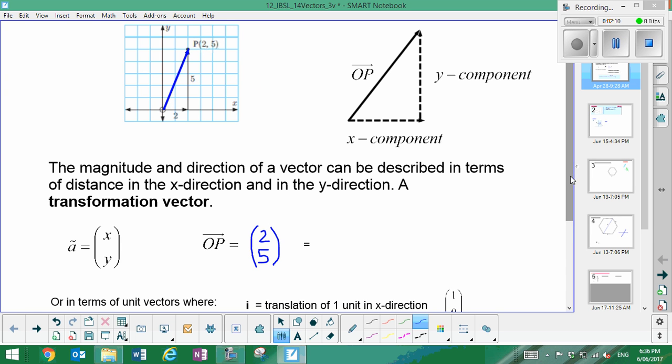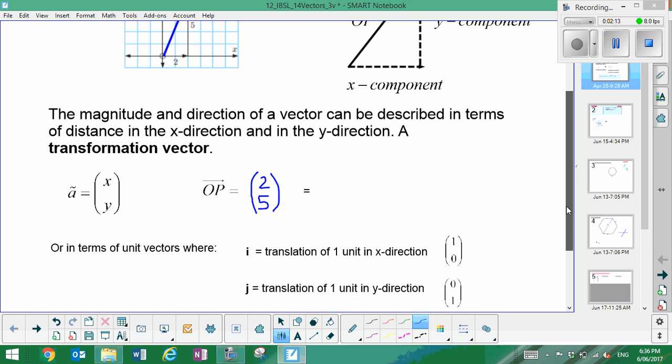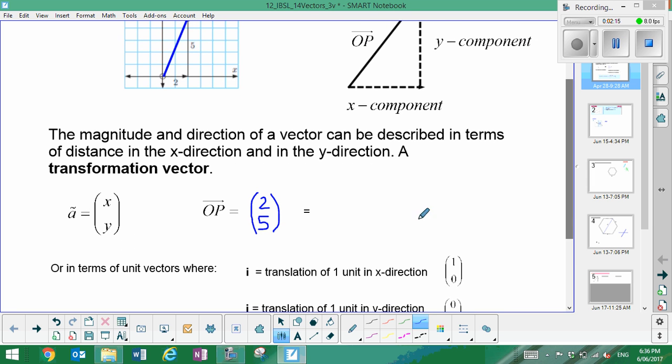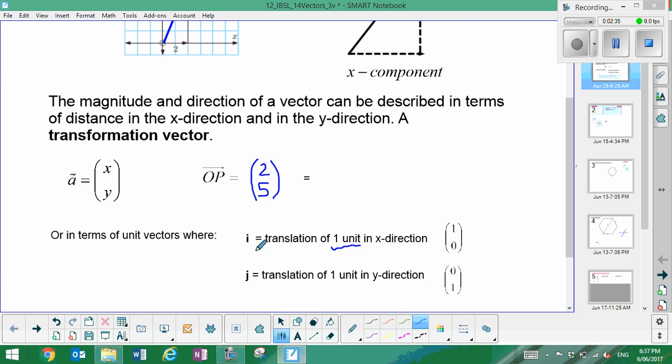Another way we can write it, if we don't want to use this vertical notation, is in terms of what we call unit vectors. So a unit vector is a vector that's 1 unit long, so that's why it's called a unit vector. It can be in any direction, but the main directions we want are the X direction or the Y direction. So we use the little symbol i, and it's a vector, to say that we're moving 1 unit in the X direction, and j is 1 unit in the Y direction.